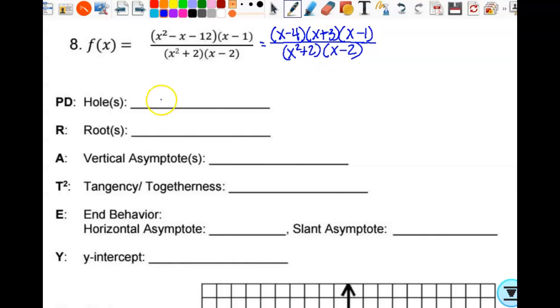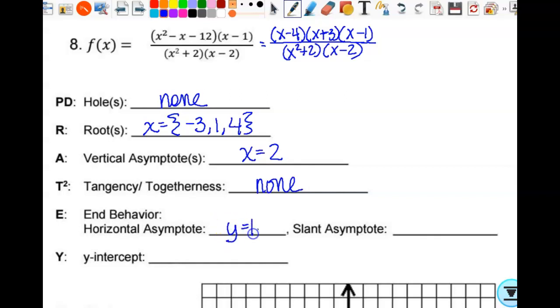Any point of discontinuity? No. How many roots do I have? 3. So I've got -3, 1, and 4. How many vertical asymptotes do I have? 1. And it's at x equals 2. Do I have any tangent or togetherness? No. Top heavy, bottom heavy, or tied in degree? Tied in degree, because it's going to be x cubed over x cubed, right? And so that's going to be y equals 1. The slant asymptote is none here.